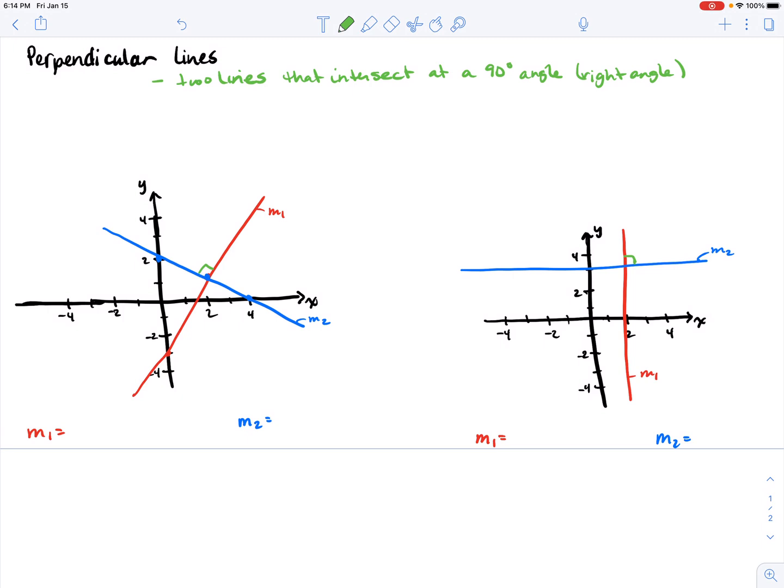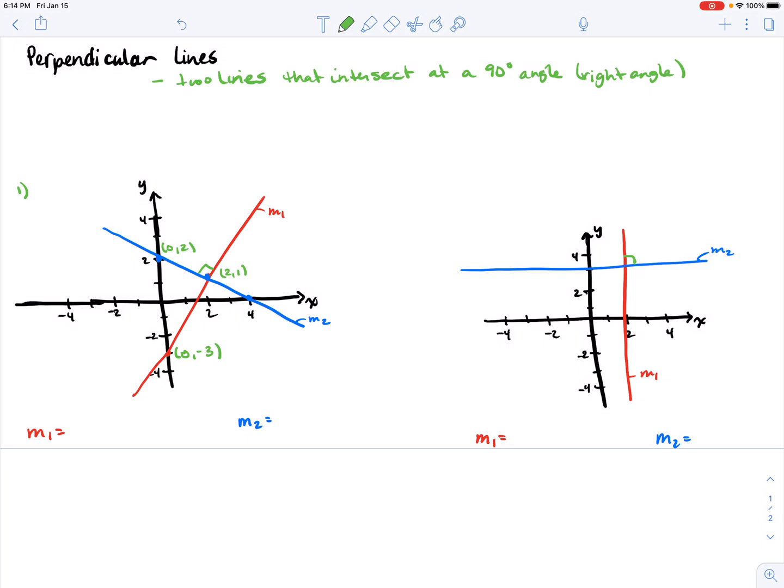Okay, let's look at our points. So on the blue line here in our first example of M2, I have the point (0, 2), and I have the point (2, 1). On the line M1, I also have that point (2, 1), but I also have the point (0, -3). Okay, so let's go ahead and figure out what these slopes are.